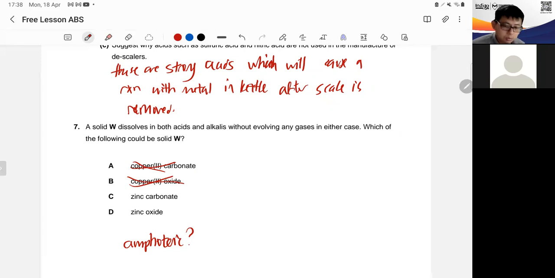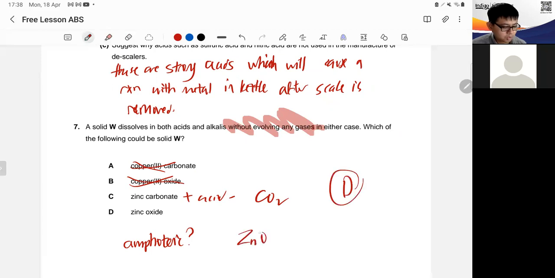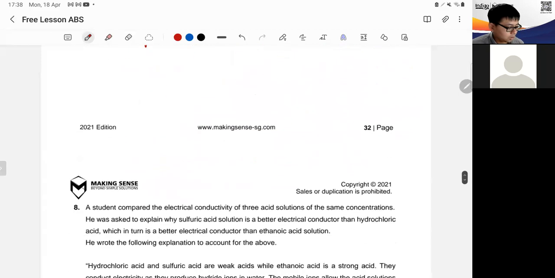It is not zinc carbonate, because zinc carbonate reacts with acids to form CO2 gas, which is not what we want, because we want something that does not evolve a gas. So the answer is D, because zinc oxide literally just reacts with acid to get salt and water. Nothing there. Okay.